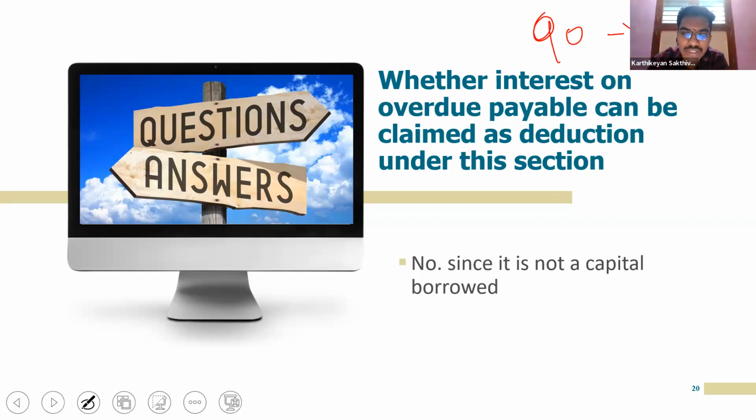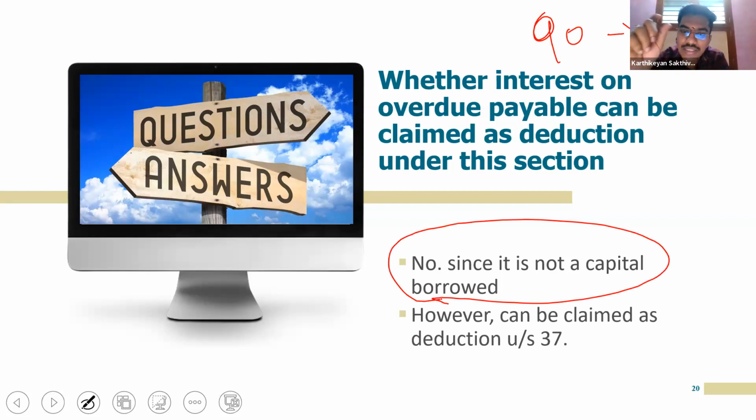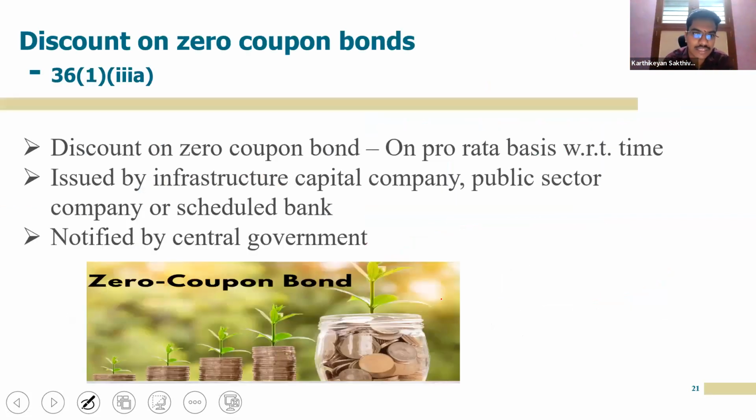So from the 91st day I pay interest; can I claim that interest as deduction, they have asked. No, it cannot be claimed as deduction since it is not capital borrowed. However, even if it is not claimed as deduction under 36(1)(iii), we can say that it can be claimed as deduction under section 37, because 36(1)(iii) speaks only about interest on capital borrowed, right? Section 37 covers expenditure which is not covered under sections 32 to 36. So only interest on capital borrowed is in 36, and interest on overdue payable is not in 32 to 36 at all. So that can be claimed as deduction under section 37.